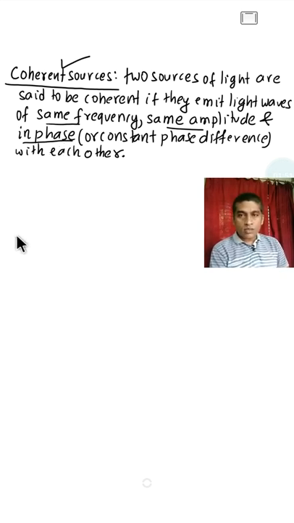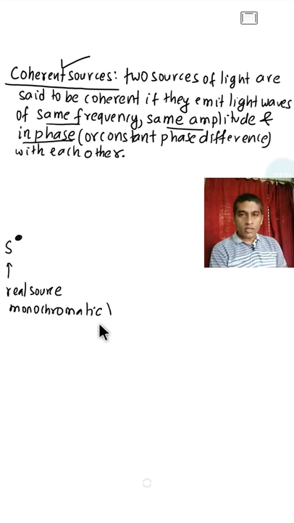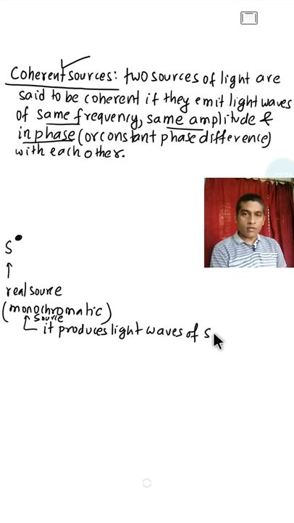So let us take a real source, okay, as this is a real source, and let the source be monochromatic. Now what is monochromatic source? Okay, monochromatic source, it produces light waves of same wavelength. Okay, the wavelength is constant for monochromatic source.